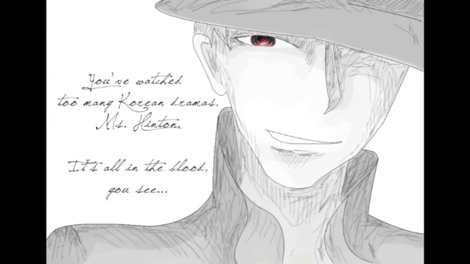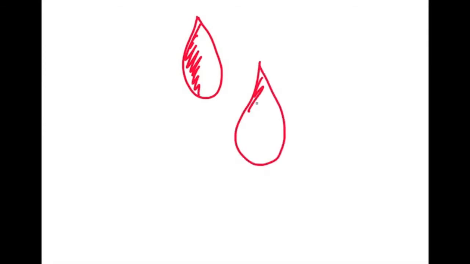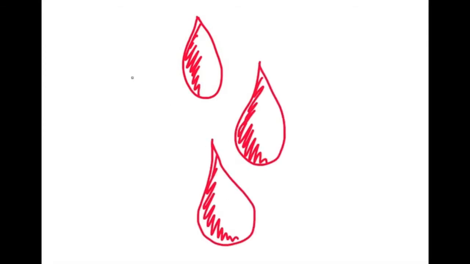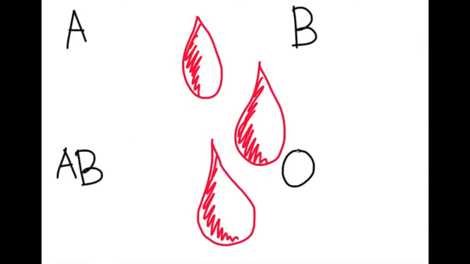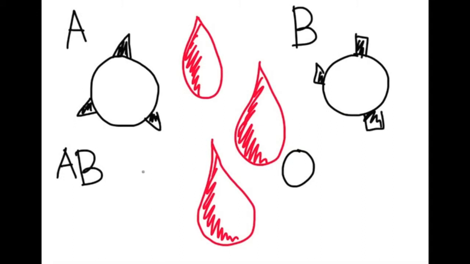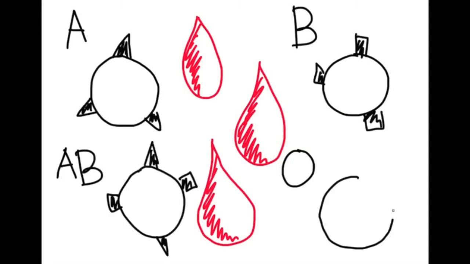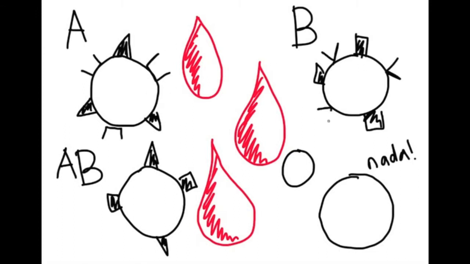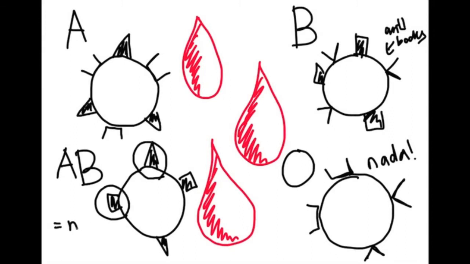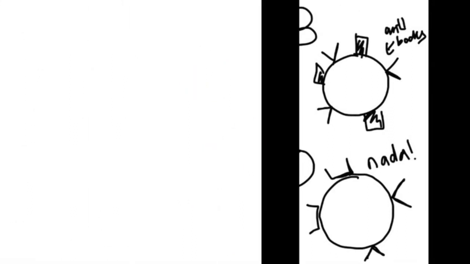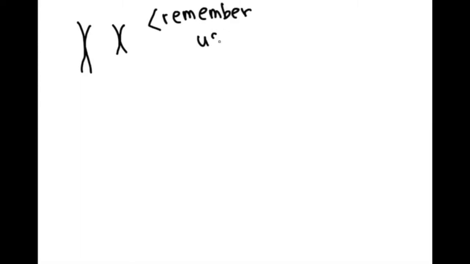It's all in the blood, you see. Let's talk about blood type. Many people are familiar with categorizing blood type into A, B, AB, and O blood types. A-type blood carries A proteins, B-type blood carries B proteins, AB-type blood carries both, and O-type blood carries neither of these proteins. A-type blood has antibodies for B proteins, B-type blood has antibodies for A proteins, and O-type blood has antibodies for both A and B proteins. Because AB-type blood carries both A and B proteins, it doesn't possess any antibodies. These blood types are caused by different alleles on chromosome 9. A and B are codominant and dominant over O.